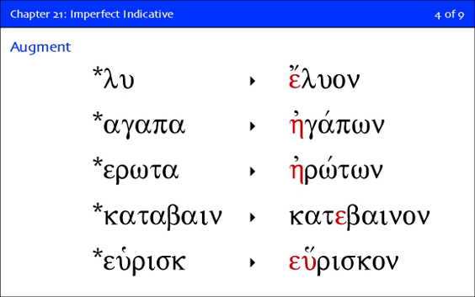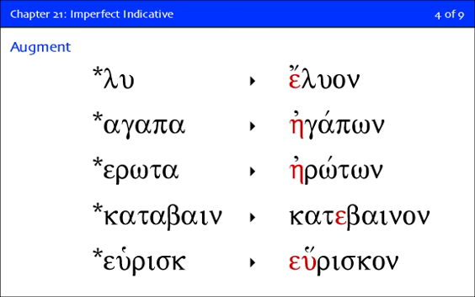Okay, let me say something about what an augment is. An augment is basically a prefix that is stuck onto the beginning of the verb to indicate that it's a secondary tense, that it's in past time in this case. There's a couple of different ways to form an augment. If the present tense stem begins with a consonant, then the augment is an epsilon. So you have the present tense stem lu, starts with a consonant, so you augment it with an epsilon, and you get eluon.